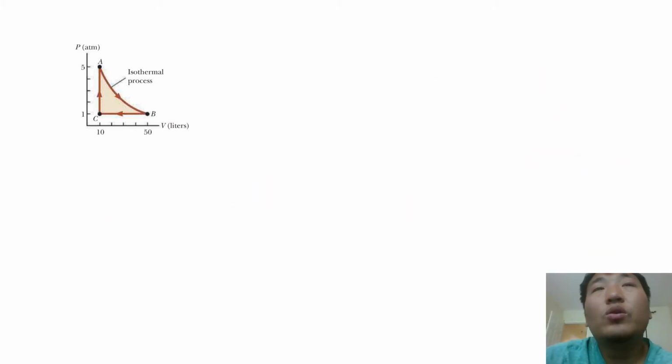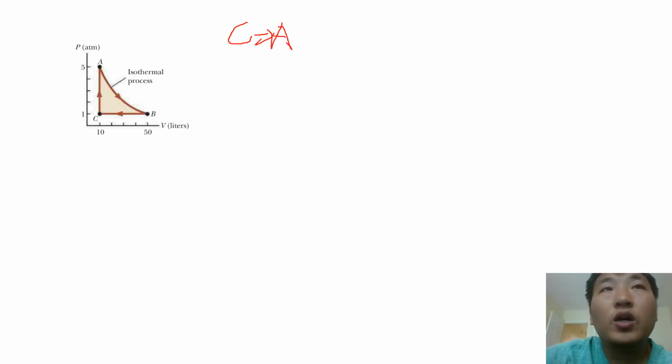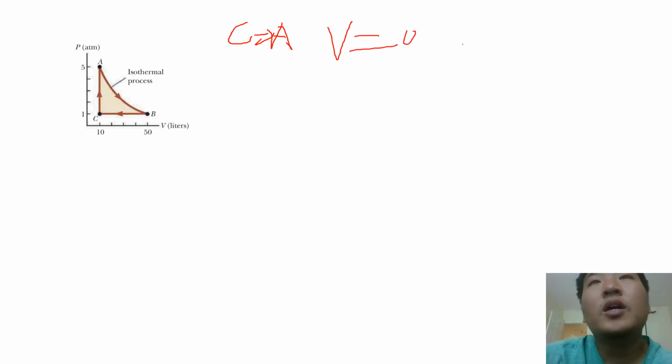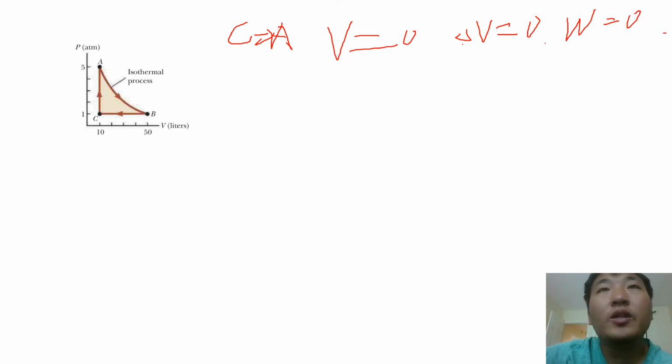In this process, I am talking about the C to A process. In the C to A process, we can notice that the volume doesn't change. The volume doesn't change means that this is an isochoric process. In an isochoric process, because the volume doesn't change, the work done is zero. And because the work done is zero, the internal energy change equals the heat transferred.